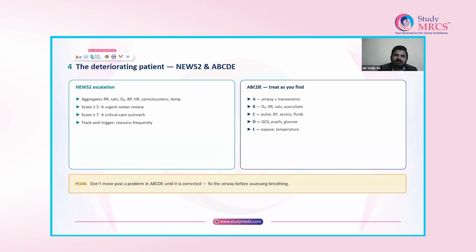So the key pearl is, don't move past a problem in ABCD until it is corrected. So always approach the patient in the ABCD manner. That is, the airway comes first. So before assessing breathing, you have to check the airway, whether it is patent or not.